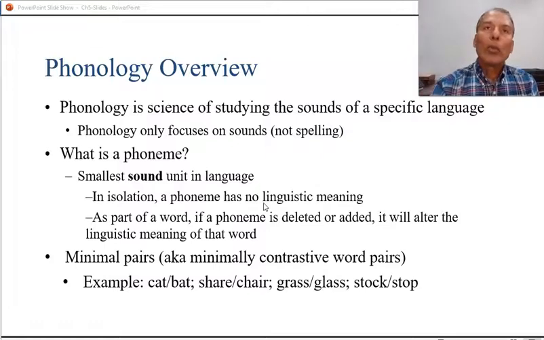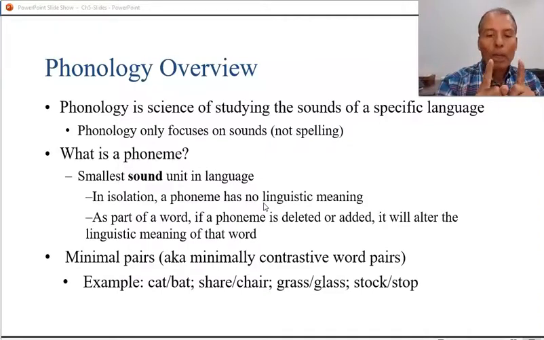So say, for example, you say the word cat. If you take out the k and put another sound in its place, then you have a different word. If you take out the k at the beginning of the word car, you are going to be left with at. So in any case, taking out one single phoneme out of a word will alter that word completely. Whether you replace that sound or not, that word either becomes a non-word, or if it is still a word, as in at, it's a totally different word. But in any case, a phoneme is the smallest sound unit in the language, and in isolation it has no linguistic meaning. And as part of a word, if you delete it or replace it, then you have a totally different word, or you will have a non-word.